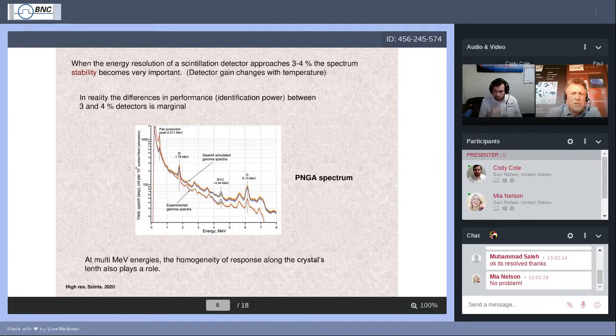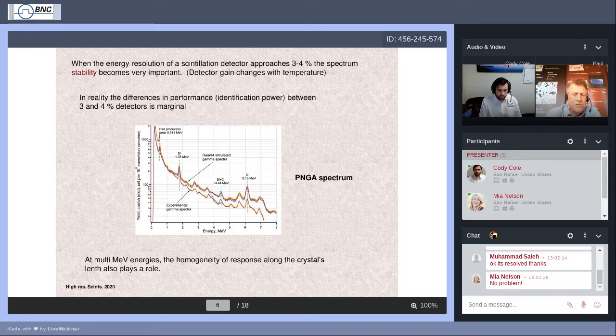For example, when the resolution approaches, let's say, 3 to 4%, the spectrum stability becomes very important. And we should realize that in scintillation detectors the gain is not constant, it's a function of temperature. Photomultiplier tubes are also devices where the amplification is a function of temperature, and stabilization of a scintillation detector is by far not trivial. It is possible, but the resolution of the spectrum is also influenced by the stability of your device. In reality, the difference in performance, identification power, between detectors that have 3 or 4% is really marginal.